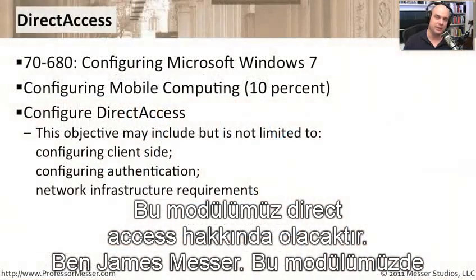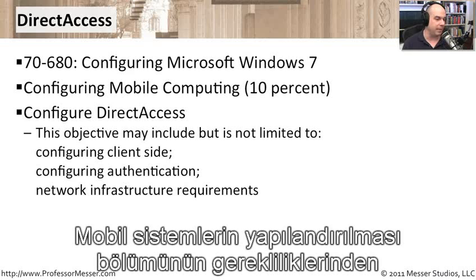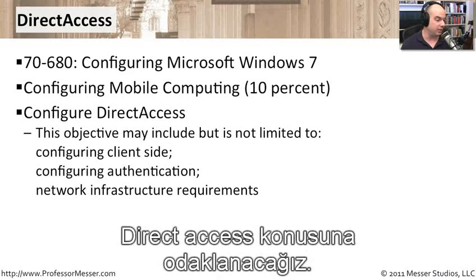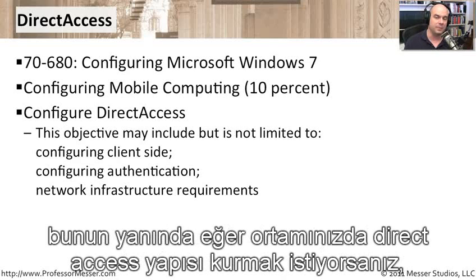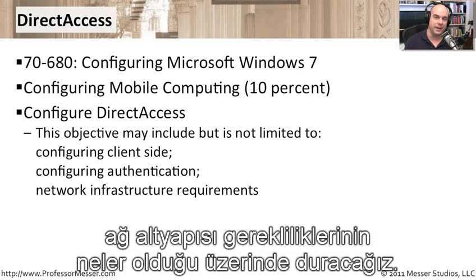I'm James Messer, and in this module we're going to look at the requirements from our Configuring Mobile Computing section of the exam. It's going to focus on direct access, and we're going to look at configuring client-side configurations for direct access, configuring the authentication processes for direct access, and also what your network infrastructure requirements might be if you're planning to deploy direct access in your environment.